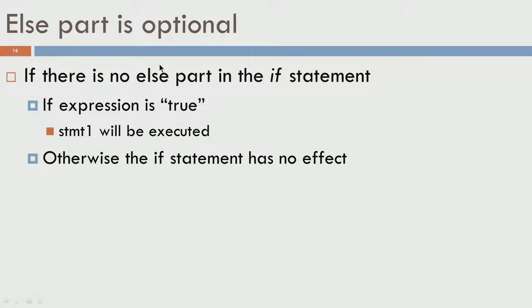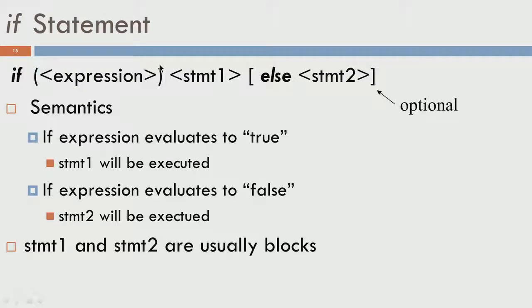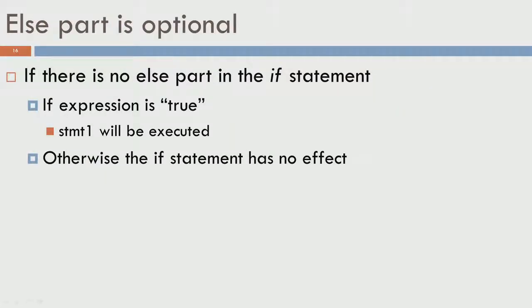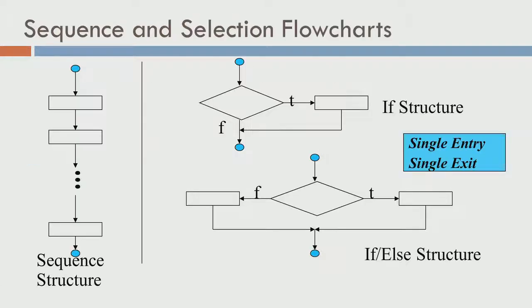The else part is completely optional, and that is what the square brackets indicate. The square bracket is not part of the syntax, it just tells you that everything within the brackets is optional. If there is no else part in the if statement, this becomes a single selection statement, and if the expression evaluates to true, statement 1 will be executed, otherwise the statement would have no effect.